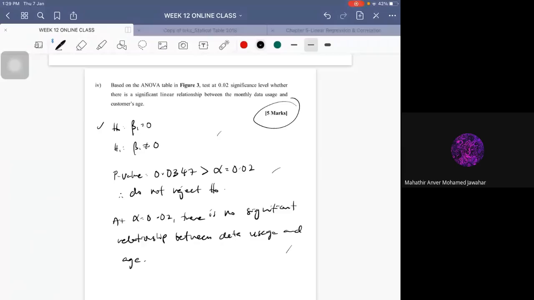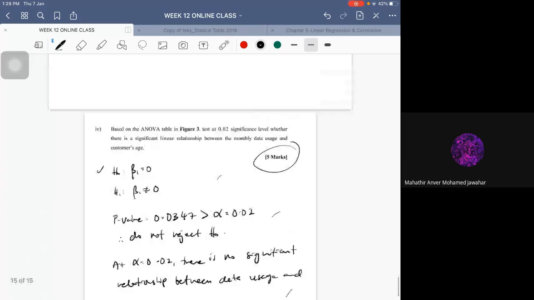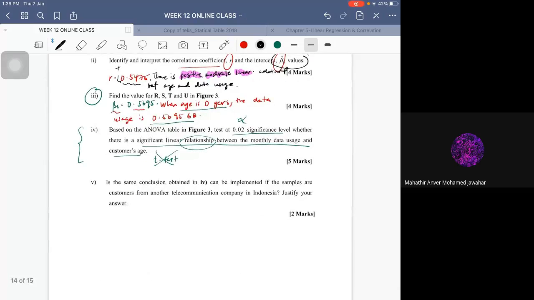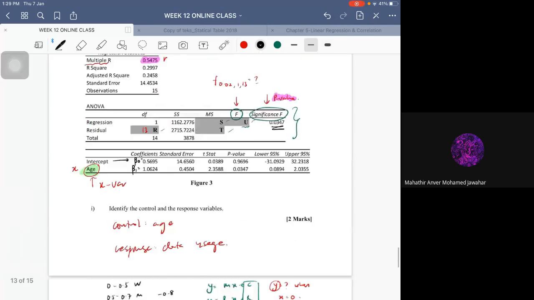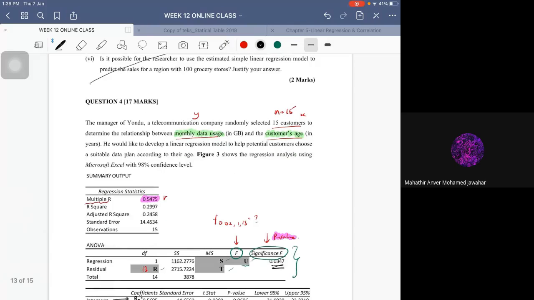So when you read the Excel output, you just have to know where to find those values. I'm pretty sure if you know how to find those values, you can easily obtain the marks. So what else does the question ask for? This is pretty much the same as what we have seen previously. This is being conducted in Malaysia. Can the conclusion be implemented if the sample is from another telecommunication company in Indonesia? The answer is going to be no. Is this conducted in Indonesia?